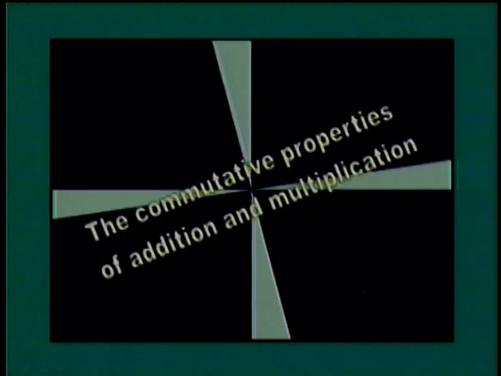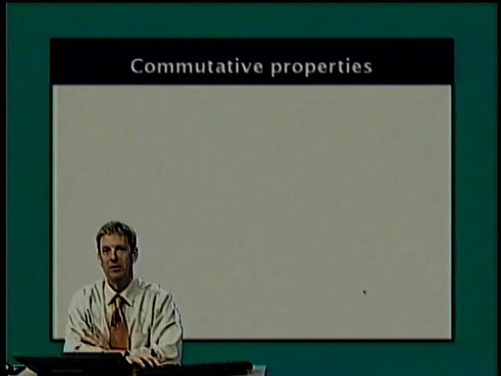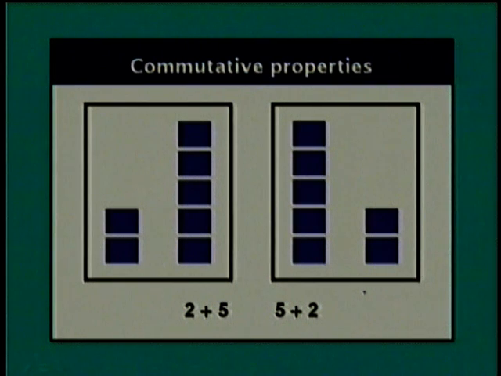Alrighty, let's move on to the commutative properties of addition and multiplication. Let's begin with the commutative property of addition. If I take 2 objects and add 5 objects, and Candace takes 5 objects and adds 2 objects, guess what? Both of us have 7 objects. 2 plus 5 equals 5 plus 2.